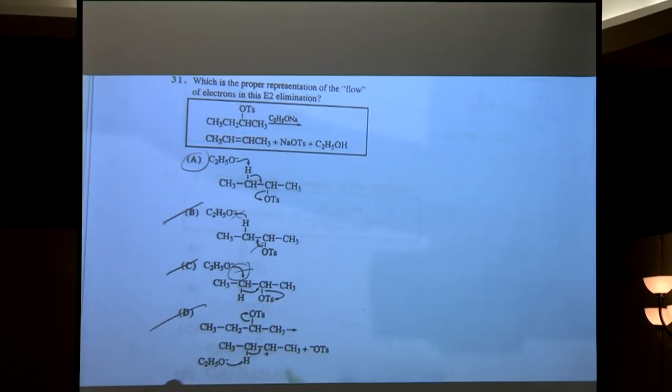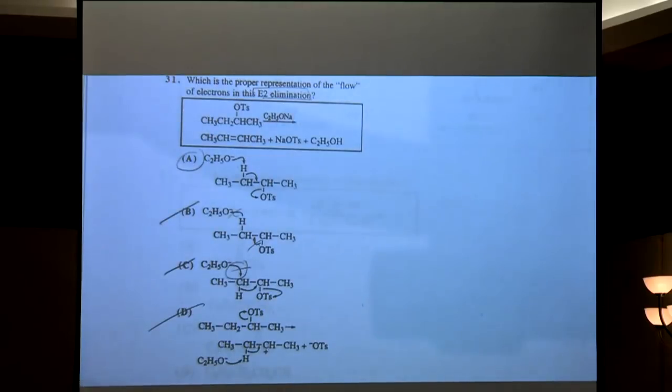It's incorrect because it's an E2 elimination. So when it's E2, it should only be on one step. Kind of like SN2, how it's only on one step. And then here they're showing it on two steps, so that's incorrect. Any other questions?